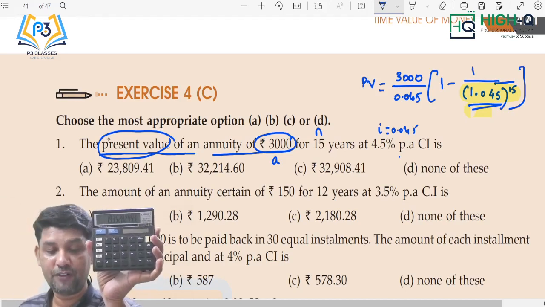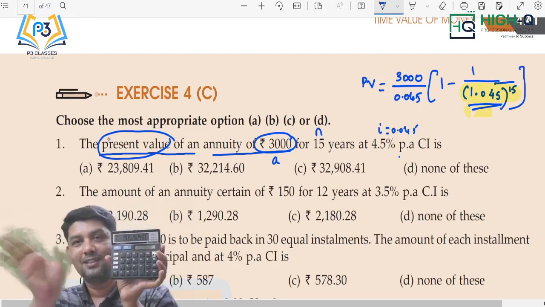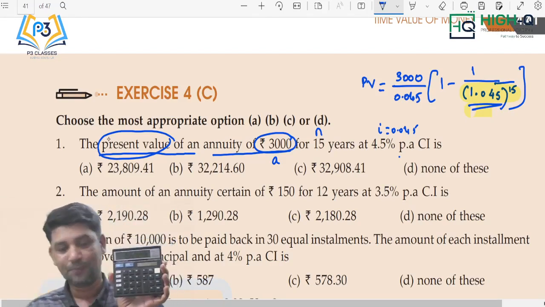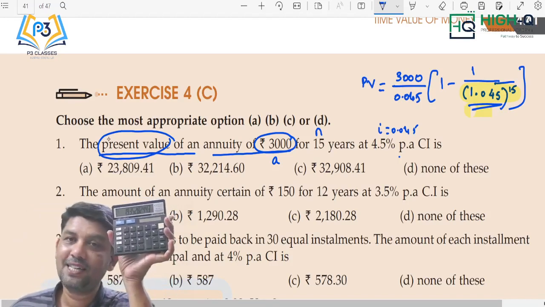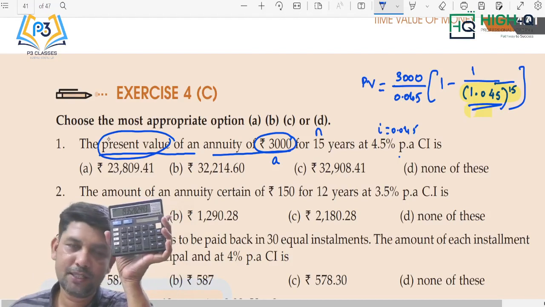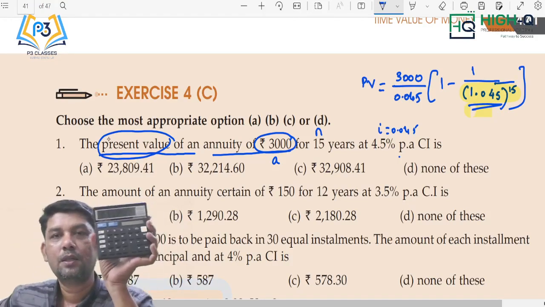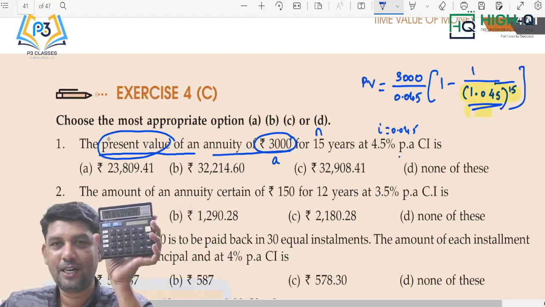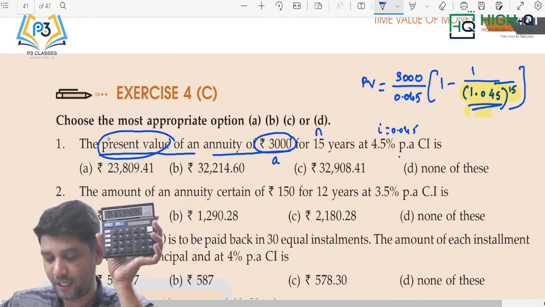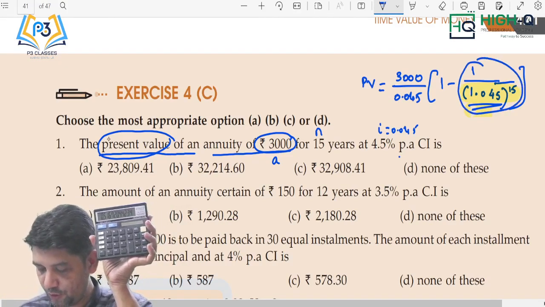This is my 1.045 whole power 15. Okay, now listen here. Sir, can I write it? No need. Just do what I am saying. Next, where is 1.045 whole power 15? Sir, it's in the denominator. I don't like denominators. So what do I do? Divide by, equal to. That means now it comes to the numerator. Now I got this entire value.